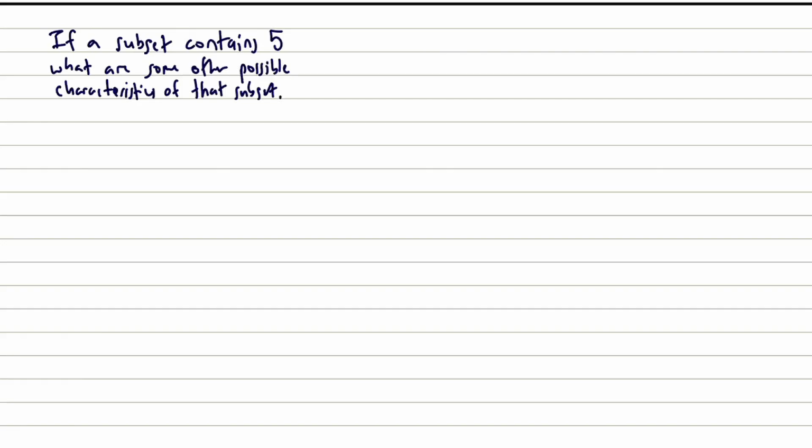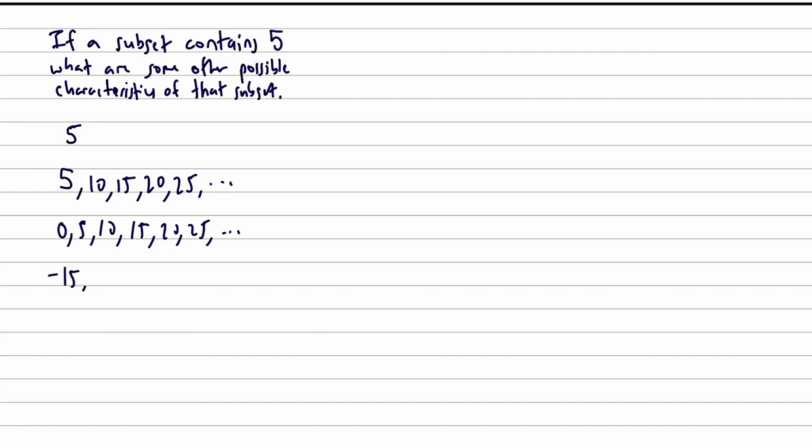Okay, so if a subset contains 5, what are some other possible characteristics of that subset? It could just be a set that only contains 5, right? That could be the whole thing. It could be all the multiples of 5. So we could have 5, 10, 15, 20, 25, and so on. We could go both directions. We could have 0 included in there. We could have 0, 5, 10, 15, 20, 25. We could even have the negative stuff in there too: negative 15, negative 10, negative 5, 0, 5, 10, 15, infinitely in both directions.